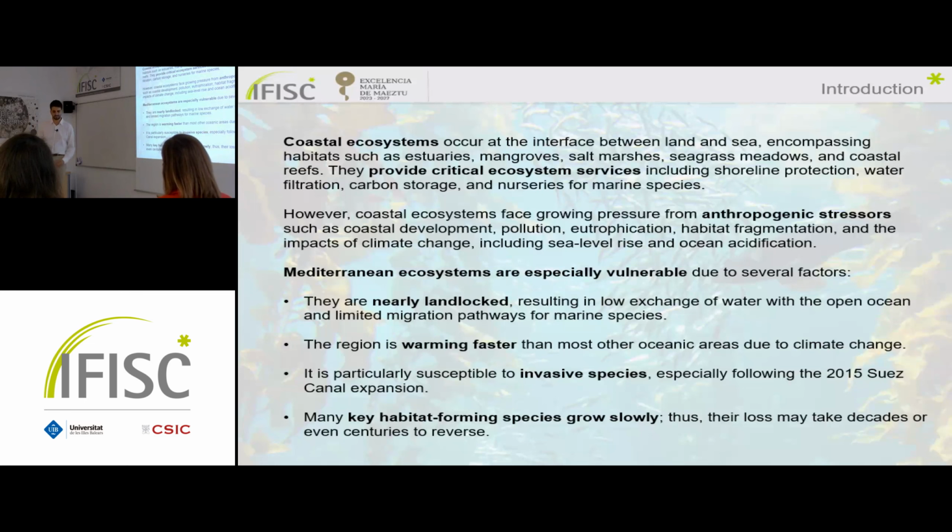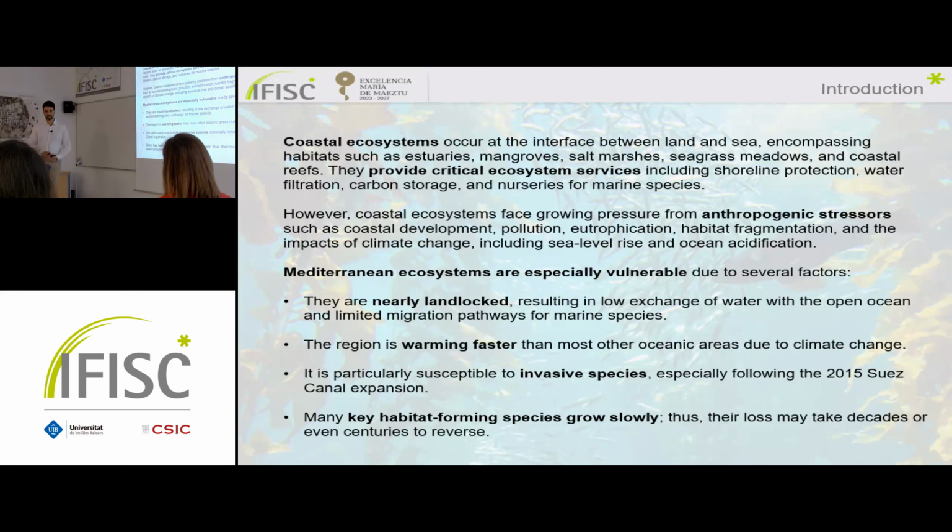Coastal ecosystems are ecosystems that occur in the interface between land and sea. They englobe a lot of different systems like estuaries, mangroves, salt marshes, seagrass meadows, or coastal reefs. And they provide a lot of critical ecosystem services, like the protection of the shoreline, water filtration, carbon storage, or nurturing of a lot of marine species.